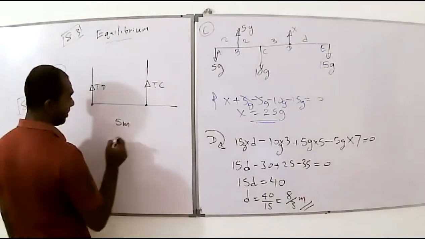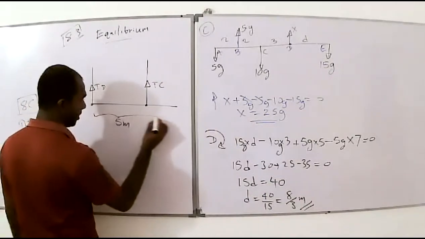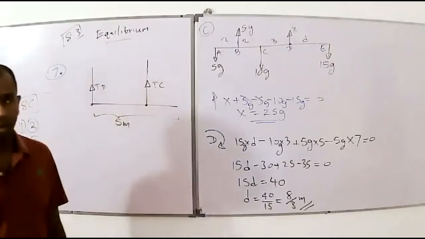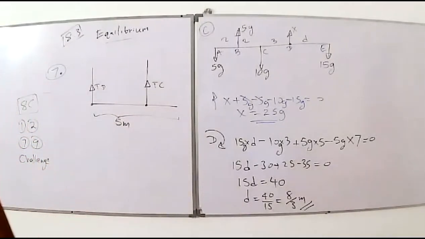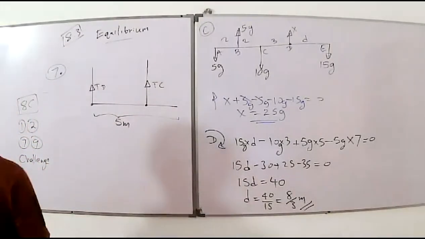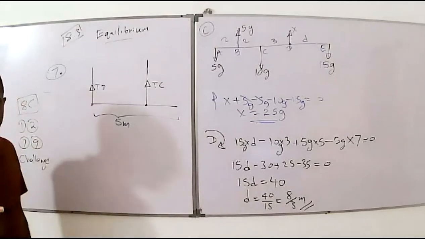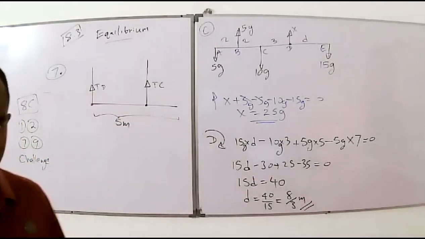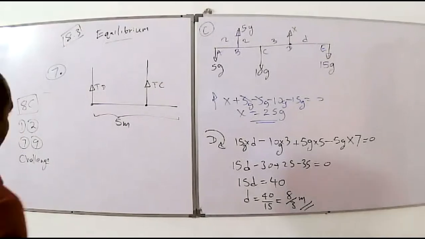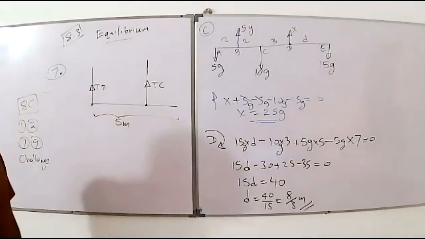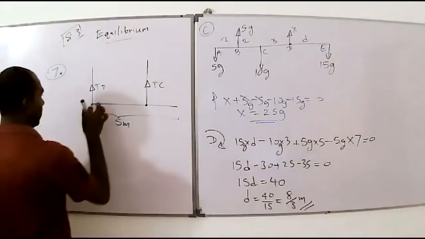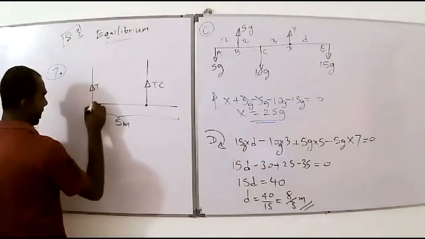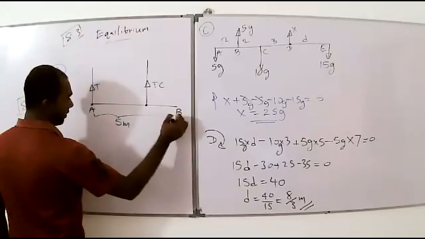So for question number 7, what are all the forces acting? You have to model this first. Draw all the forces. If you can't draw the forces, game is over. So what are the forces? There are two tensions, at A and at C.